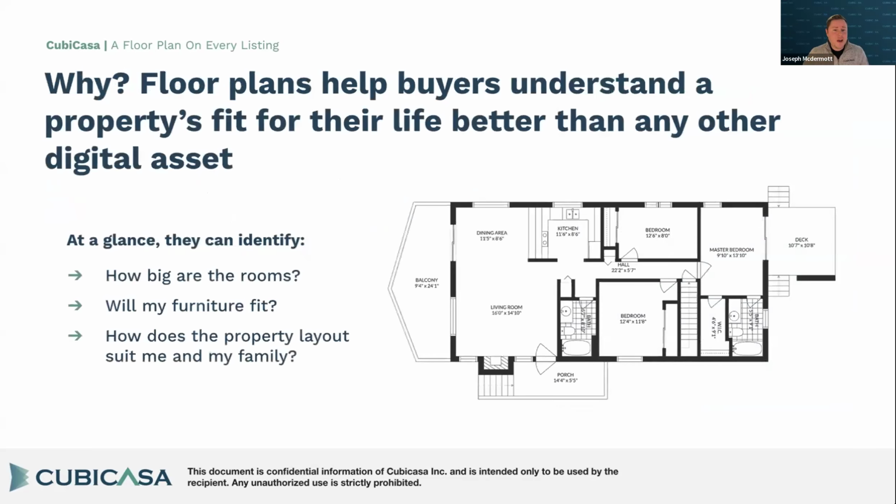I think the easiest way to boil it down is that it helps buyers understand the property's fit for their lifestyle. If you are on a search portal, for example, you pull up a listing, you're swiping through the photos on the carousel, you're essentially learning about that home room by room or piece by piece. But when you have a floor plan to tie everything together, you have that easy to view quick glimpse into the entire property. So you can make sense of the flow of the space, how big the rooms are. You can understand if and where current furniture will fit.